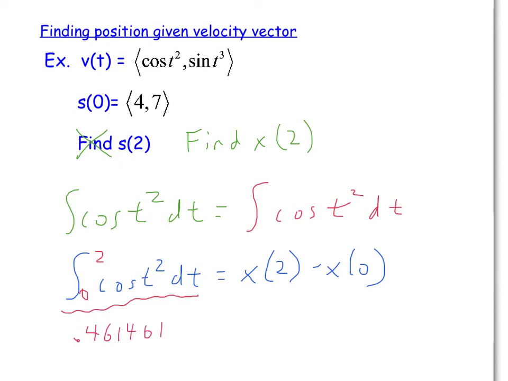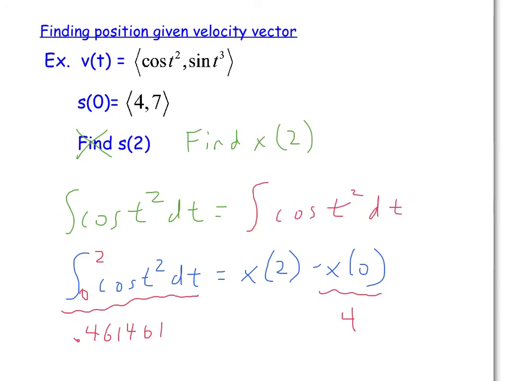0.461461. And x of 0, we know that that is equal to 4. So to finish off the problem, x of 2 would just be equal to 4.461461. So that would give us our x component of position.